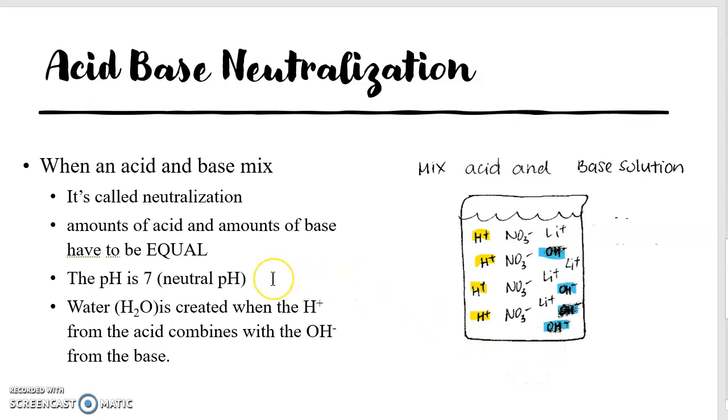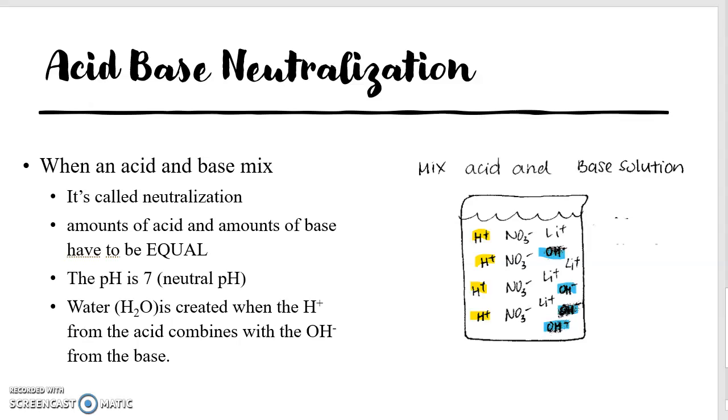So if you think about the pH of water, it's 7, and 7 is a neutral pH. So that's why when you mix an acid and base together, if you can get the amounts of acid to equal the amounts of base, 4 and 4 in this case, you create water, and you end up getting a pH of 7, a neutral pH, and that's why we call it acid-base neutralization. They essentially cancel each other out, and you produce a neutral solution.